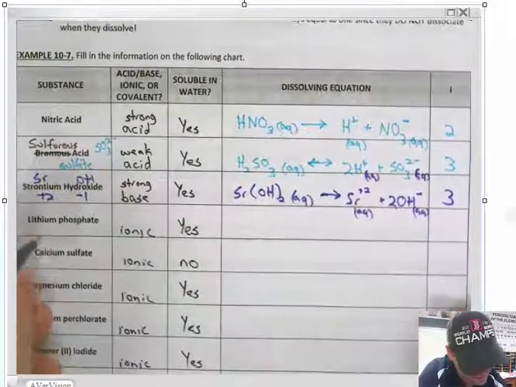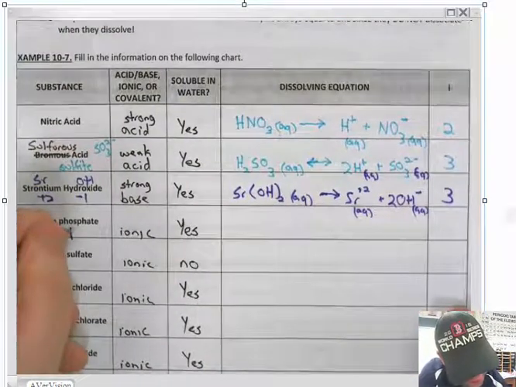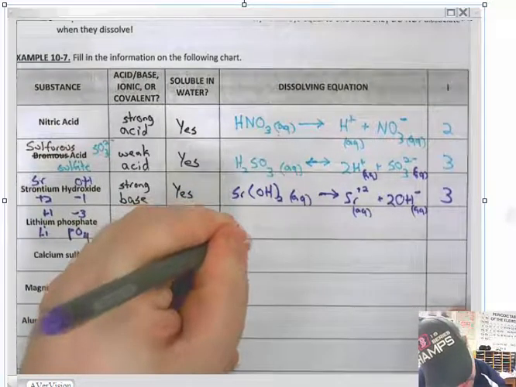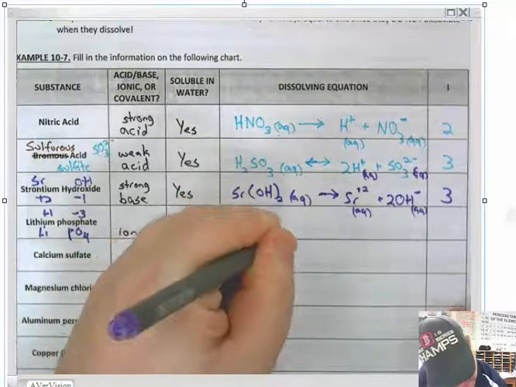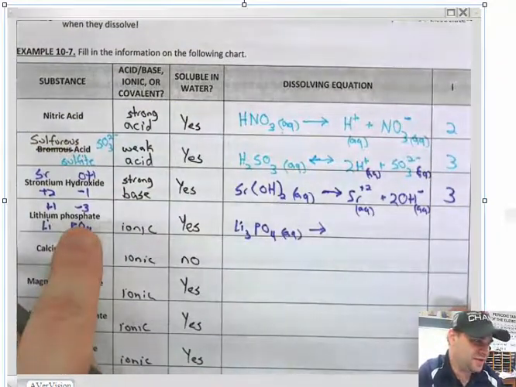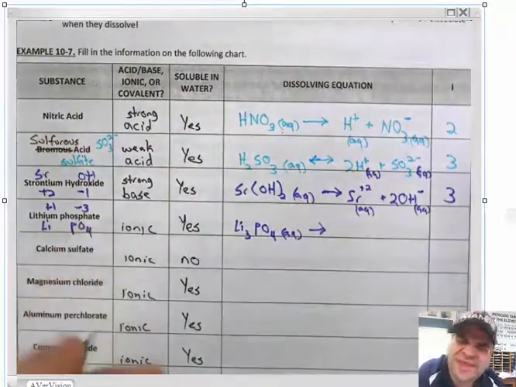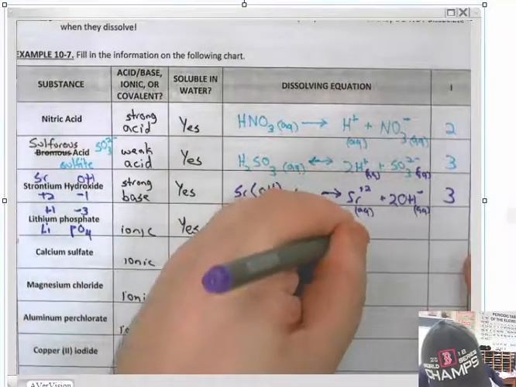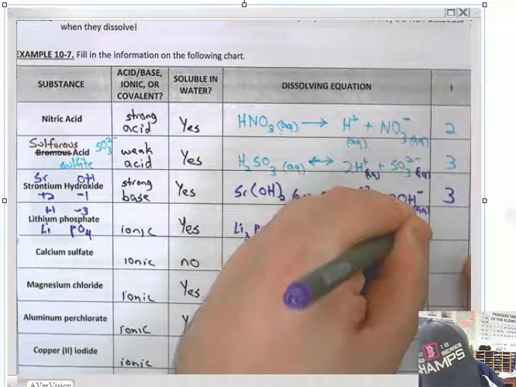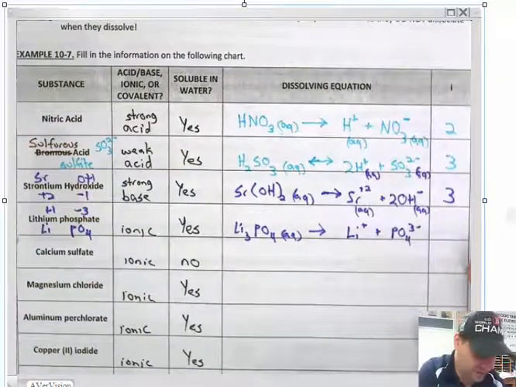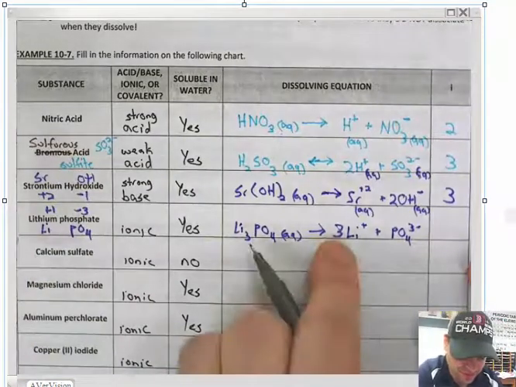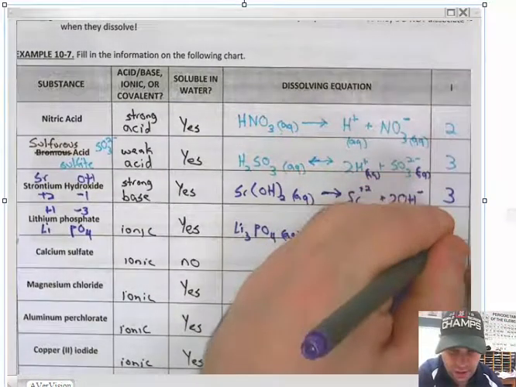Lithium phosphate. Lithium is Li, phosphate is PO4, minus 3 plus 1. Li3PO4. This is aqueous. It separates into lithium and phosphate ions. Polyatomic ions stay together. There are 3 lithiums here, so you need a big coefficient of a 3 there to balance out the charges. 3 plus 1, 4 ions.